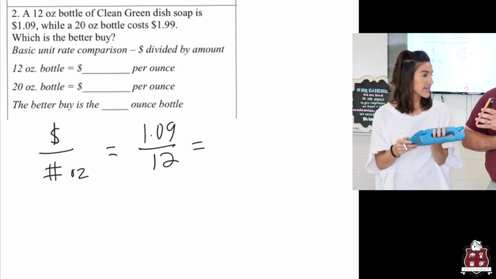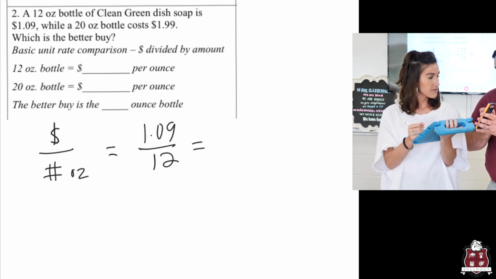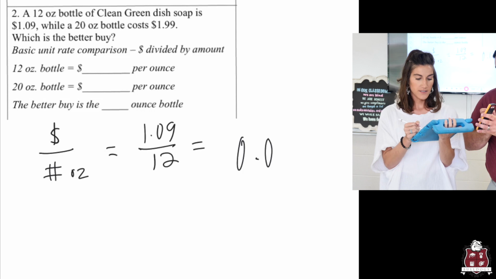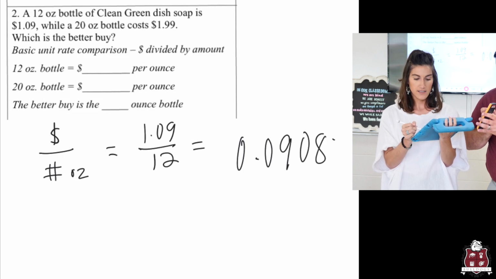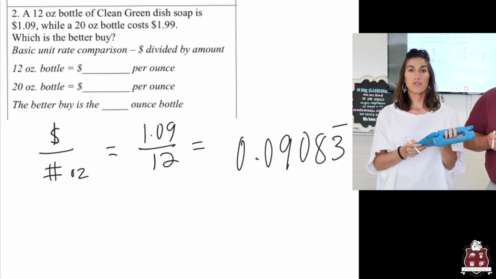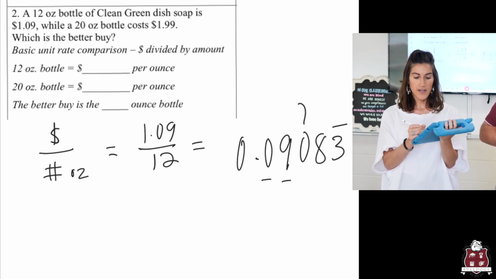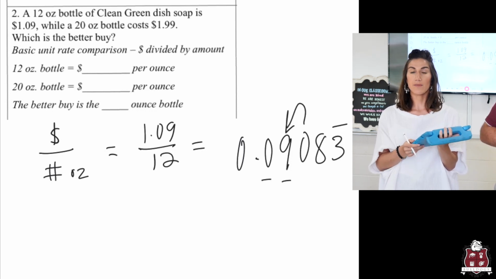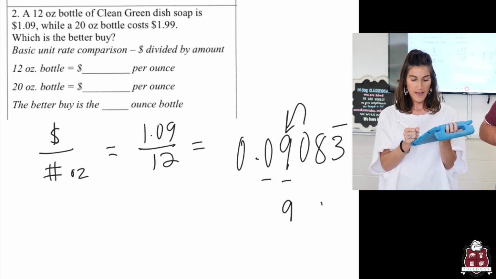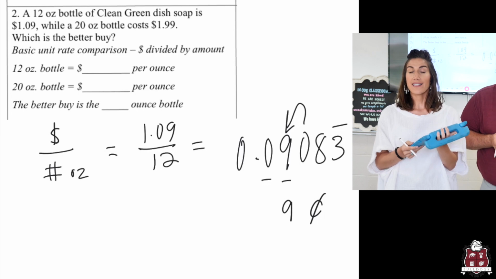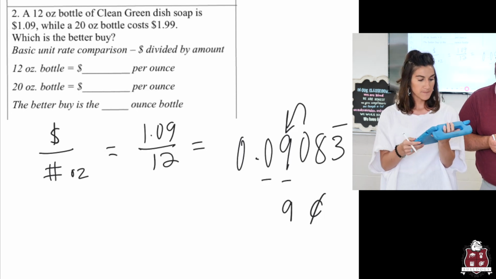That's going to give me a decimal of 0.09083 repeating. Okay, so remember, we're still working with 2 decimal places. So this 0 in the thousandths place is going to let me know that that 9 in the hundredths place is going to stay the same. So for my 12 pack, I'm going to have 9 cents per ounce that I'm working with.